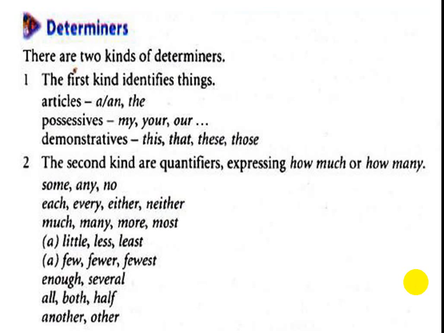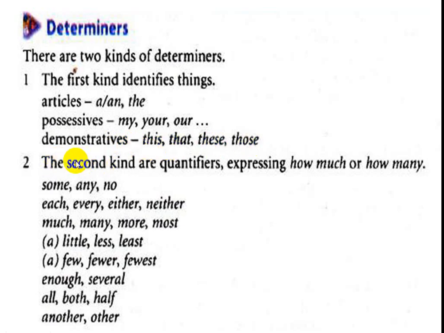Determiners, المحددات. There are two kinds of determiners. The first kind identifies things, يعني يعرف الأشياء. For example, articles a and the, possessives like my, your, our. Demonstratives الإيضاحية يعني الأشياء الإيضاحية this, that, these and those.